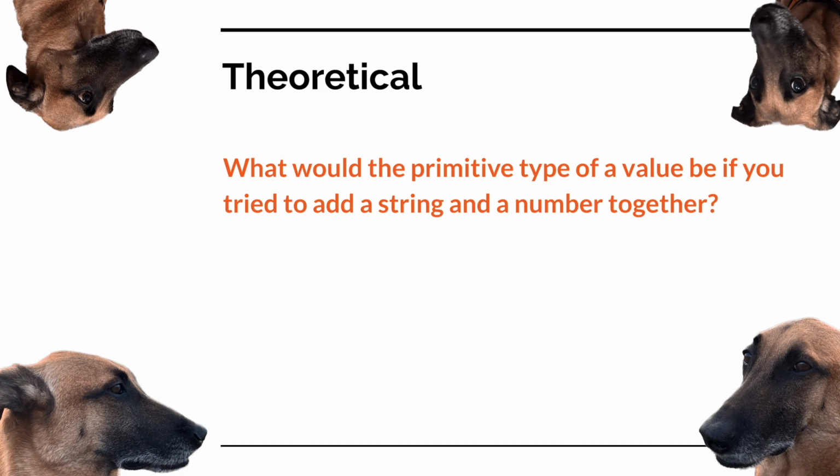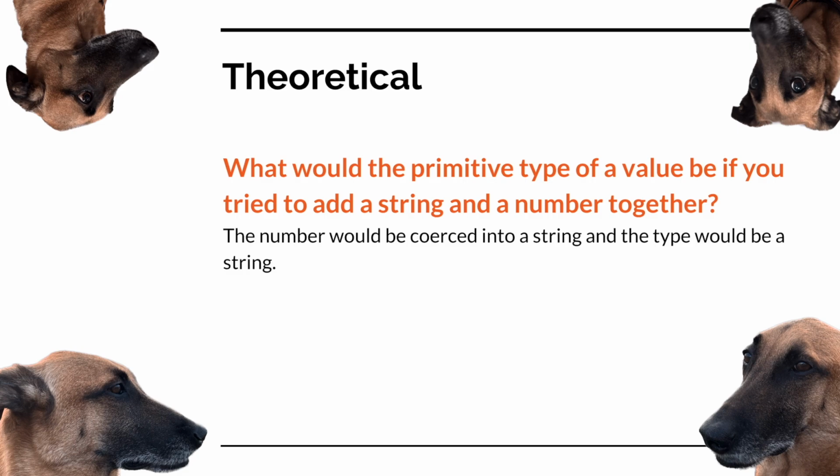What would the primitive type of a value be if you tried to add a string and a number together? So the number would be coerced into a string, and the type would be of type string.